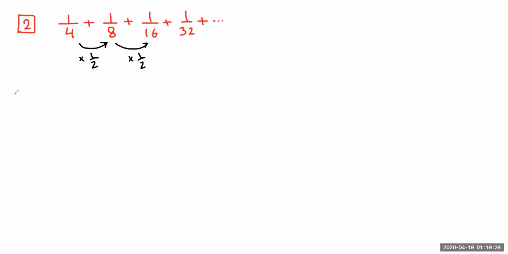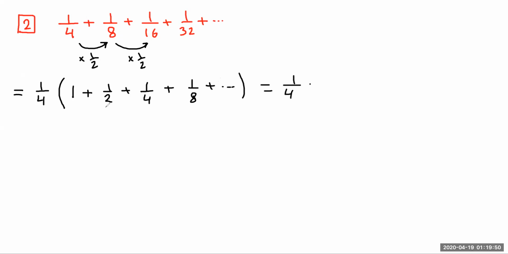So now if I take 1 over 4, this series will be equal to 1 over 4 times 1 plus a half plus 1 over 8. 1 over 4 times a half is 1 over 8. 1 over 4 times 1 over 4 is 1 over 16. 1 over 4 times 1 over 8 is 1 over 32, plus without stop. So it's 1 over 4 times this sum, which was calculated in example 1. The final answer was 2. So 1 over 4 times 2, the answer is a half.